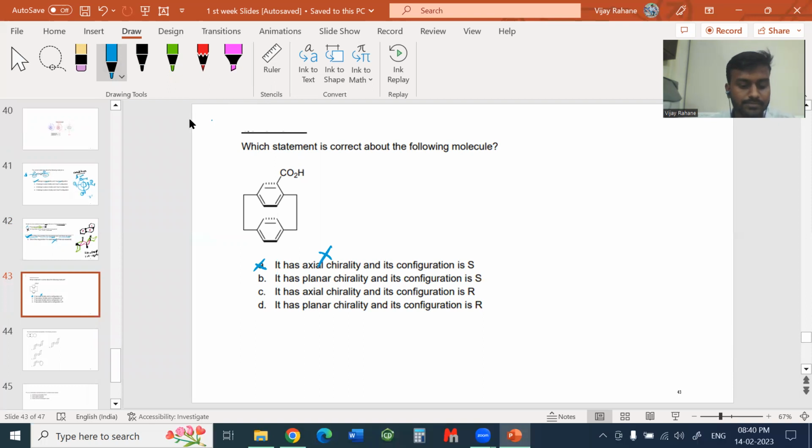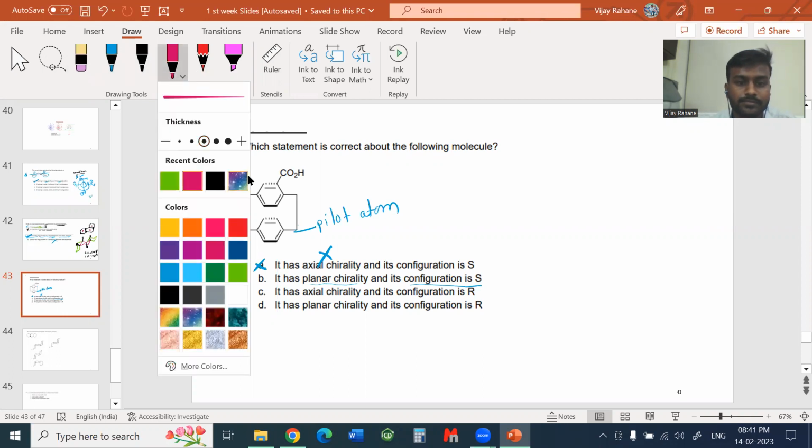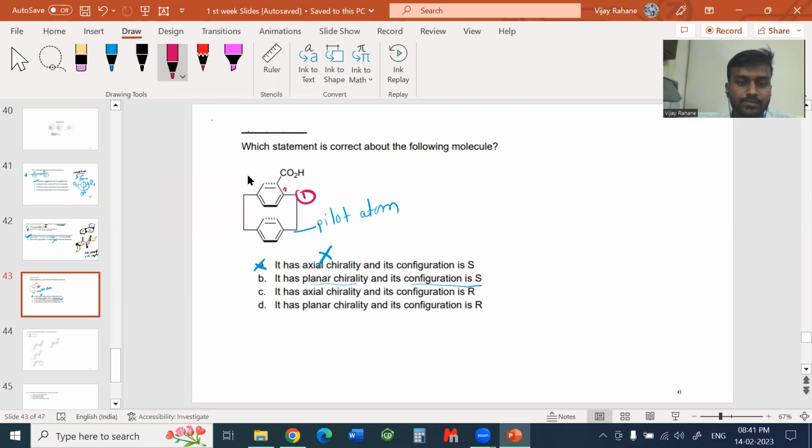The second option they have given: it has planar chirality and its configuration is S. So planar chirality up to here is correct, but it has the S configuration. So its configuration, yes, that we need to check. Here is the pilot atom. Sorry, this one is the pilot atom, right? And numbering starts from the carbon atom adjacent to the pilot atom. So where will the numbering go? I'll just select it. Here is one. Here is two.